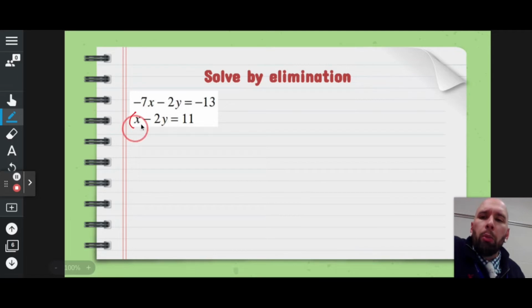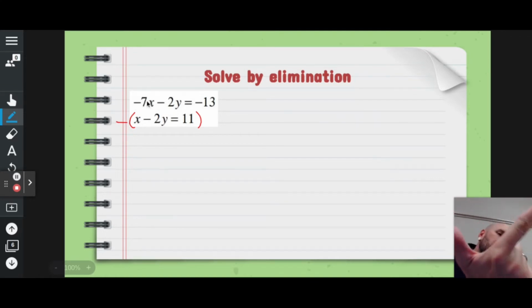What I'm going to do is multiply this bottom one by a negative to make it a positive 2y. If I have a negative 2y and a positive 2y, then I can add these lines and it'll disappear. So step number 1 is make sure that things are lined up. Step number 2 is try to find a coefficient that is the same number but opposite. Well, I have the same number, but I'm going to make it opposite by multiplying the bottom equation by negative.